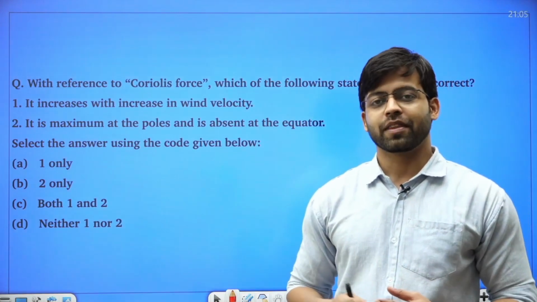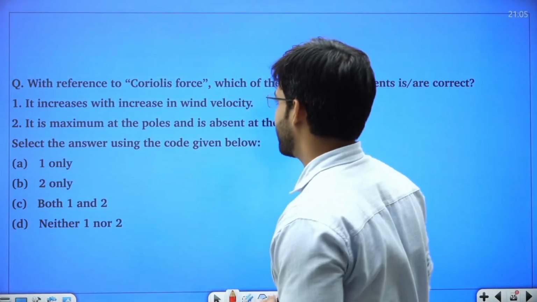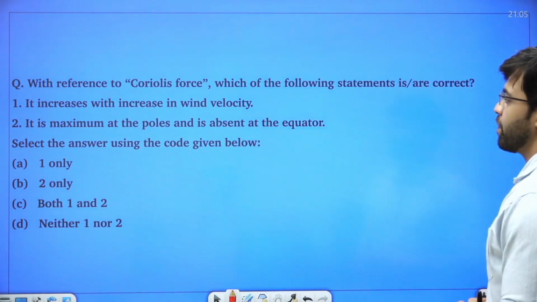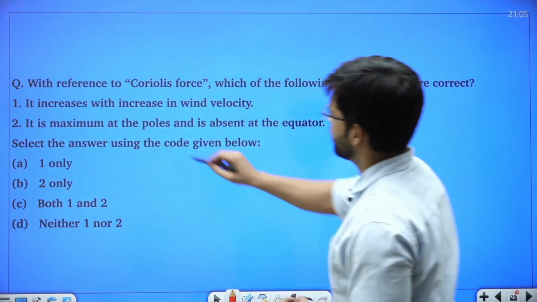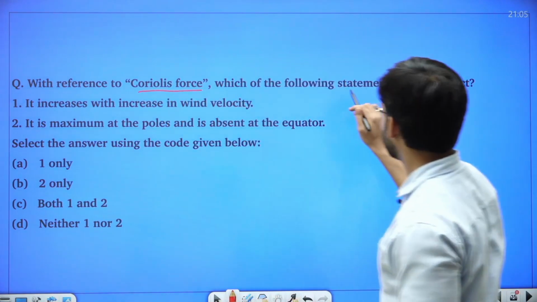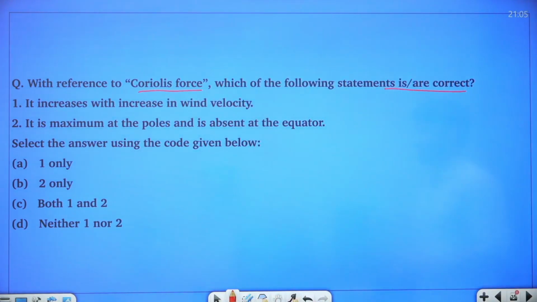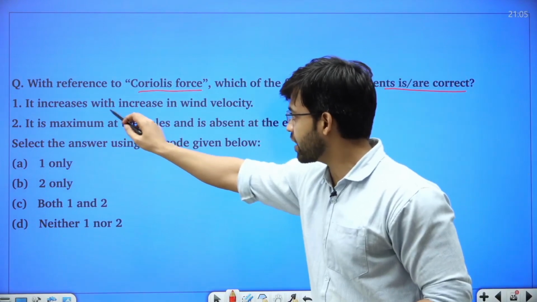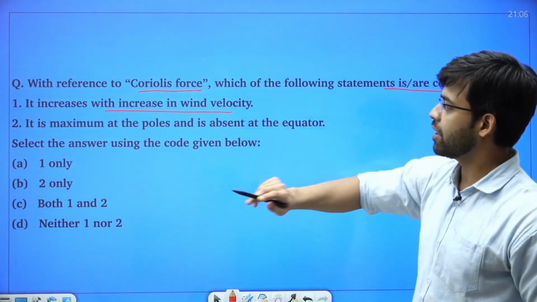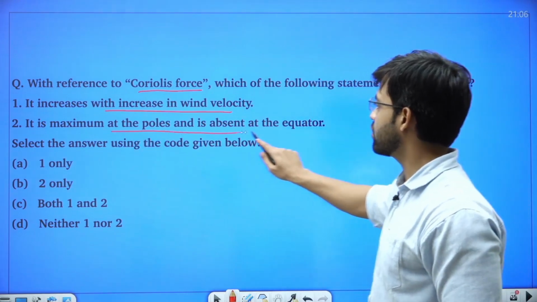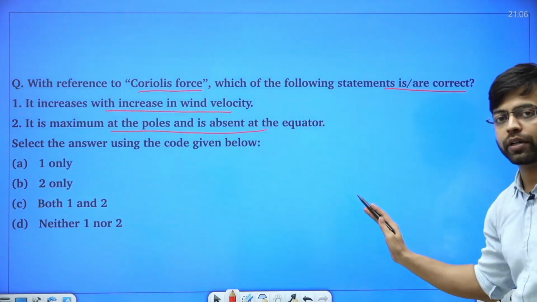Hello and welcome. Let us discuss this question that was there in the 2024 paper with reference to Coriolis force. Which of the following statements are correct? Number 1, it increases with increase in wind velocity. Number 2, it is maximum at the poles and is absent at the equator.